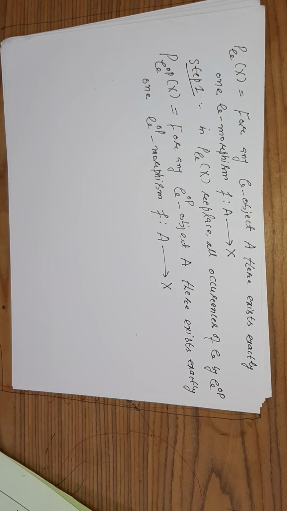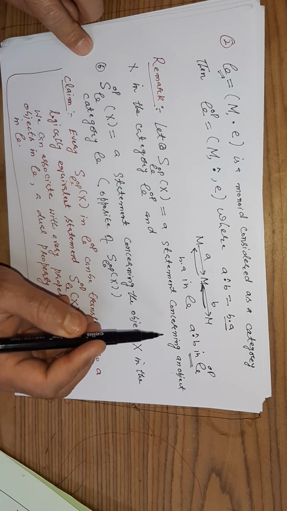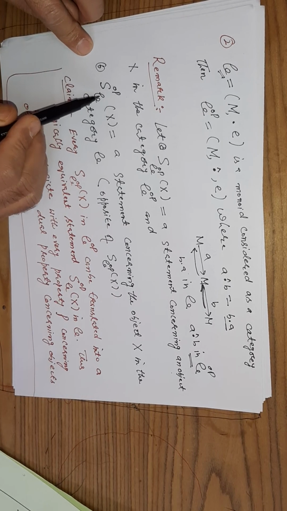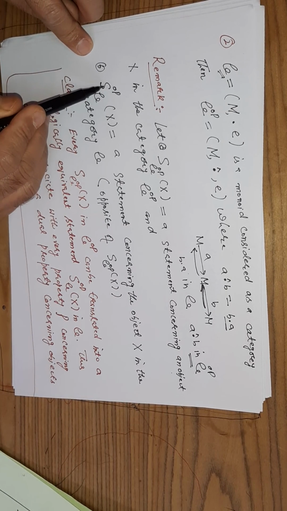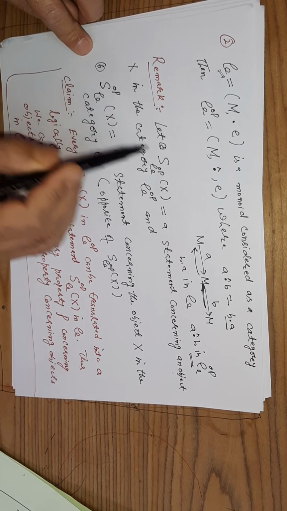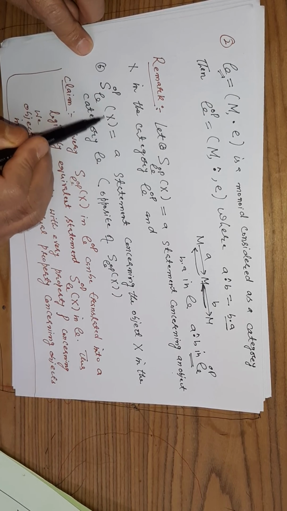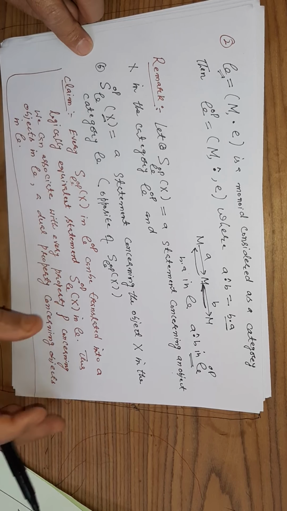Okay, but I can translate this, just see. So if I have a statement, see here, if I have a statement as C opposite X, I can have the statement in C but opposite to this statement concerning this object. So I will apply this.